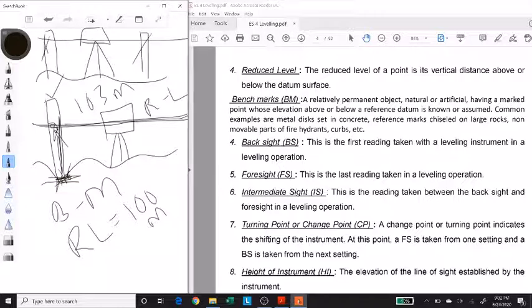Had my line of sight been at the same level as the benchmark over here, then the leveling staff would give you a value of 0 and my height of instrument would be 100, the same as the benchmark. But if it is above or lower than the benchmark, then it would have a different reading, and this reduced level of my imaginary line of sight is called the height of the instrument.